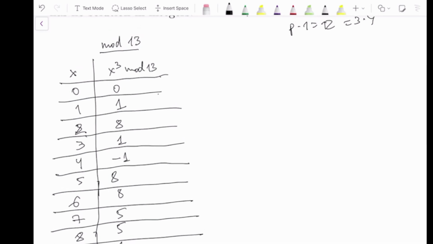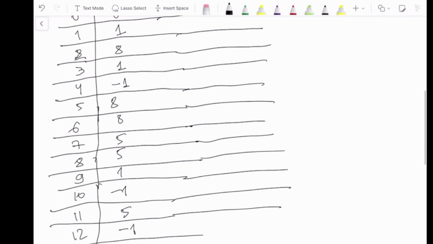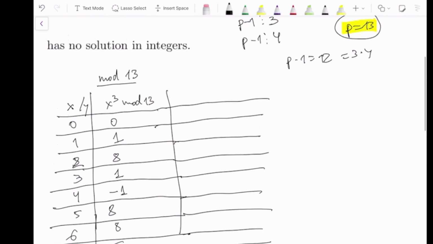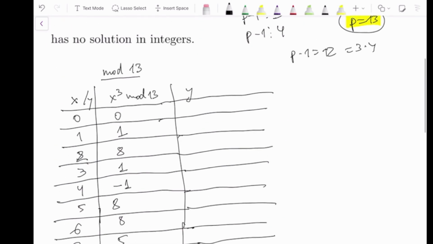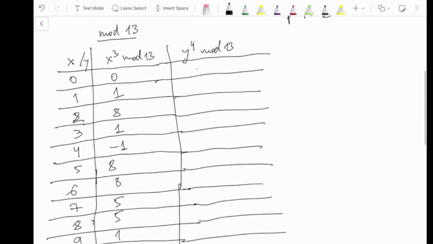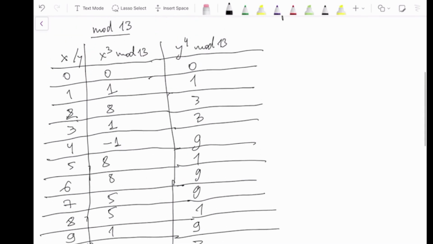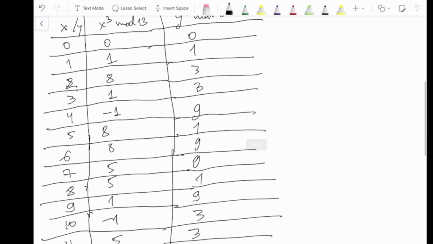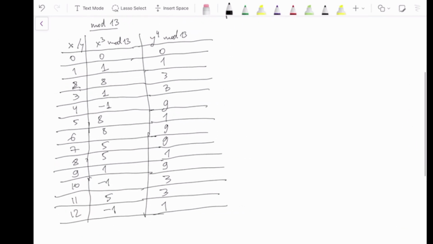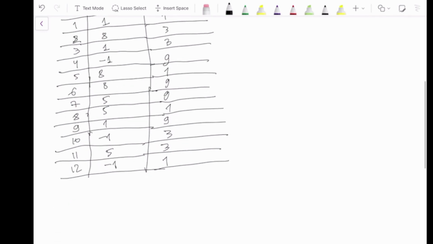And then let's consider y. We consider y to the power of 4 modulo 13. It's very easy to calculate. It's 1, 3. Okay, so now we have all these residues modulo 13 for both powers. Let's see how these sets look.